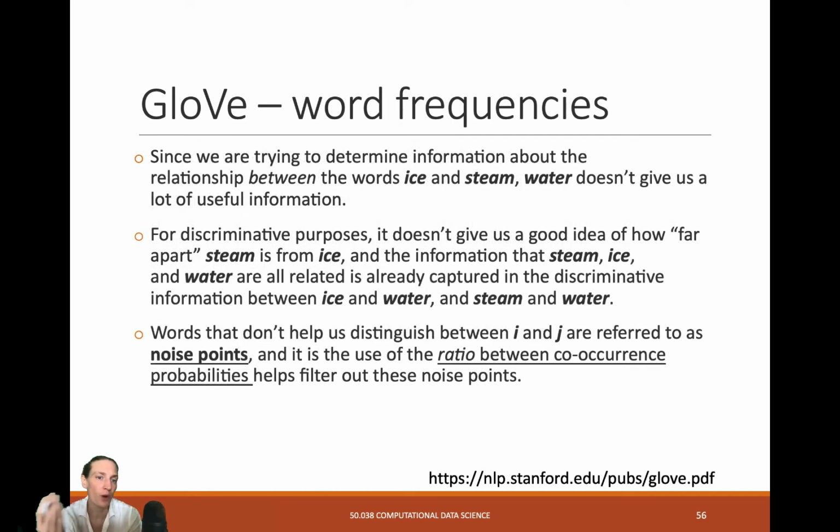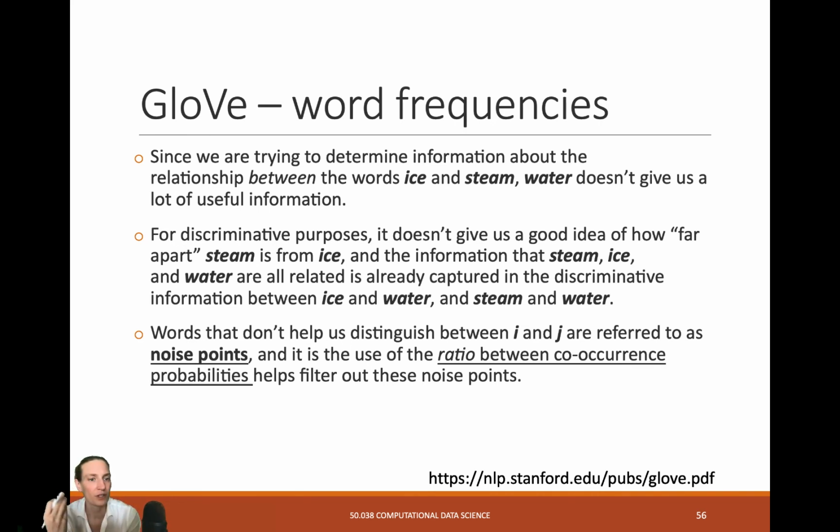So suppose we're looking at ice and steam here. If we're looking at the probe word water, it wouldn't give us a lot of information because water would appear with both ice and steam. Okay. For discriminative purposes, you'll need to use a more insightful probe word such as solid. Solid would allow us to find a different relationship between ice and solid and steam and solid. You don't think they would appear together often.